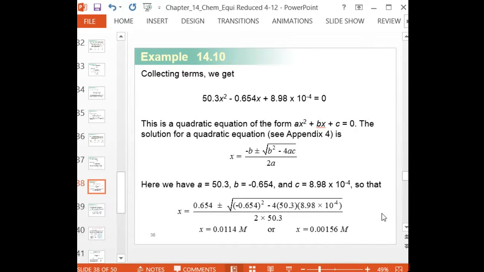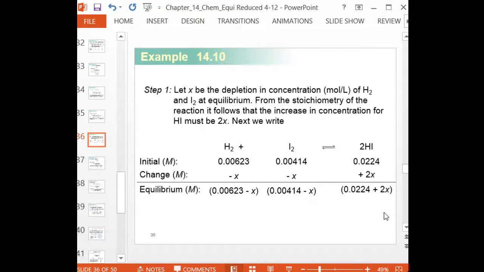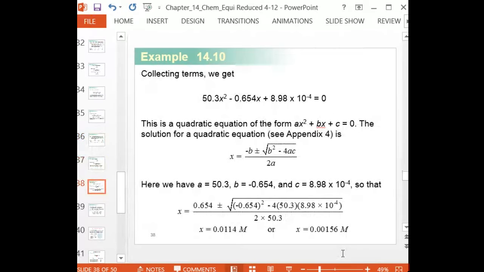So just tell me one thing: this x value is subtracted. Okay, now we have the x values, suppose 0.00623 and 0.00414. Which one will be suited? Is 0.014 subtracted from there, or is 0.00156 subtracted from the initial concentration?